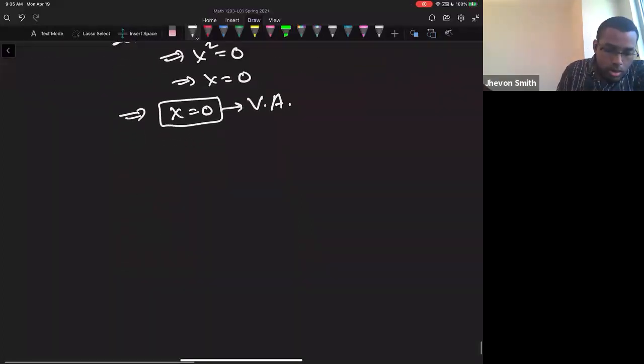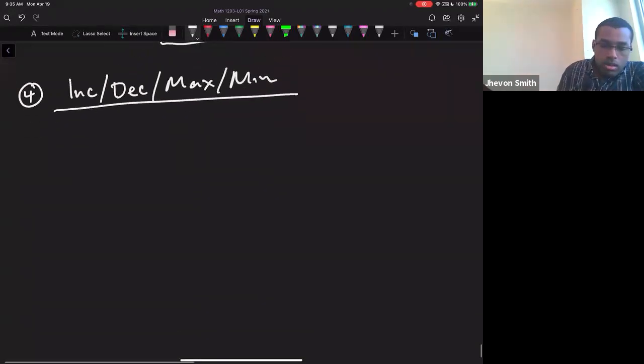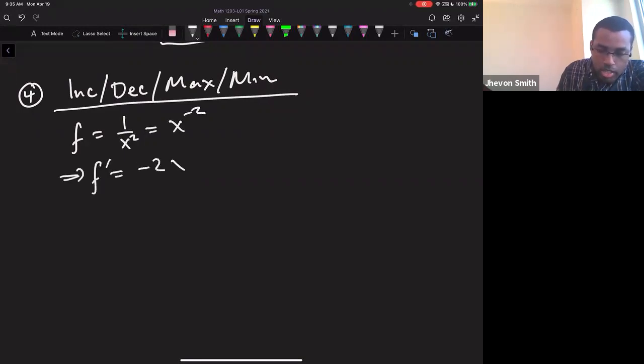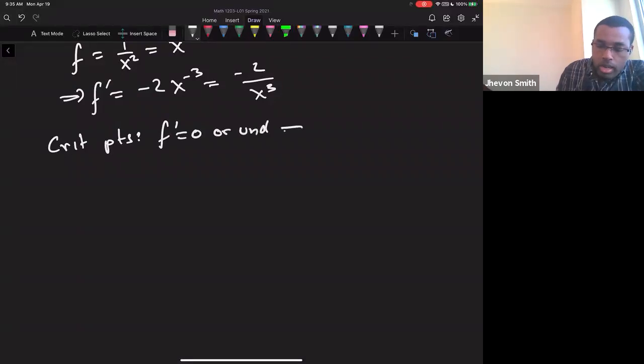So we've done asymptotes. Move on. Four, we're going to do increasing, decreasing, max, min. So we're going to apply the first derivative test. So if our f is 1 over x squared, this is x to the minus 2. This means that our f prime is minus 2 x to the minus 3, or minus 2 over x cubed. We're going to find the critical points. So this means f prime equals 0 or undefined. And this means that x equals 0 is the only critical point.